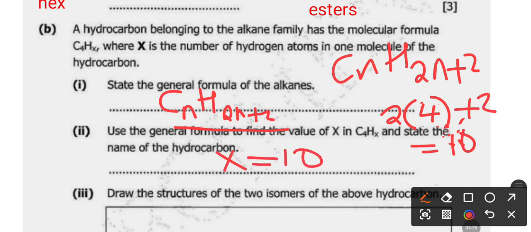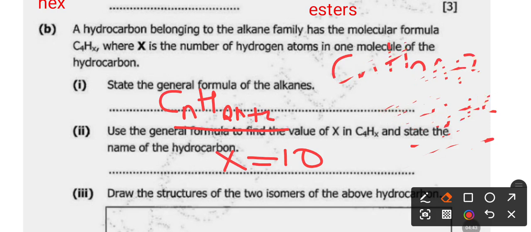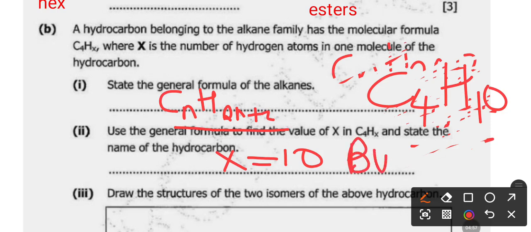Alright, now let me write the full chemical formula of this organic compound. Let me quickly erase this. Its formula will be C4H10. And remember, the hydrocarbon that has 4 carbon atoms is called butane.